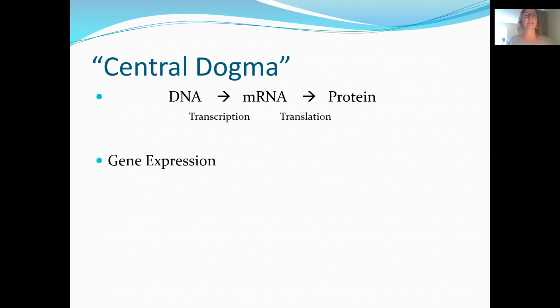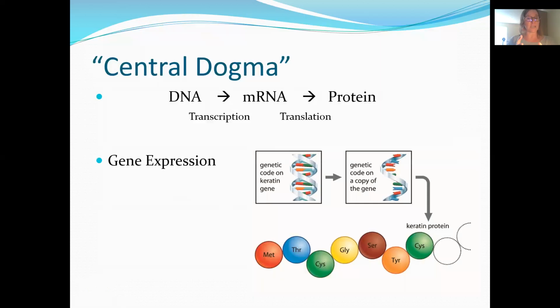This whole process is called gene expression. So gene expression is when a segment of DNA, which is called a gene, is actually made into a protein. So that segment of DNA, in this picture it's keratin, gets changed into RNA, and that RNA can leave the nucleus and then be translated into a protein, and this protein does something in the body. And the sequence of amino acids is important. It determines the shape of the protein and how the protein can function.